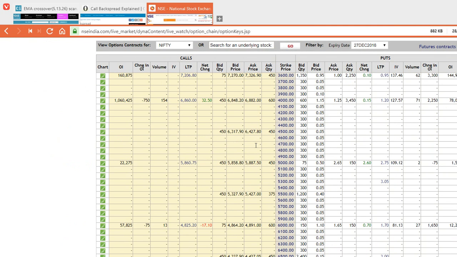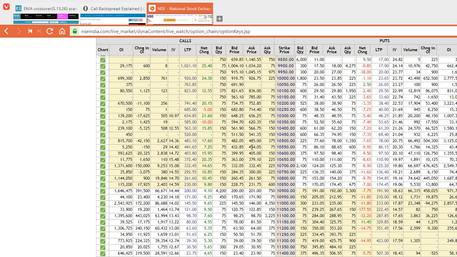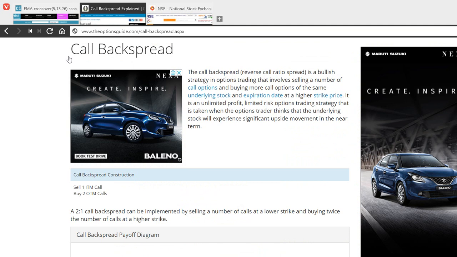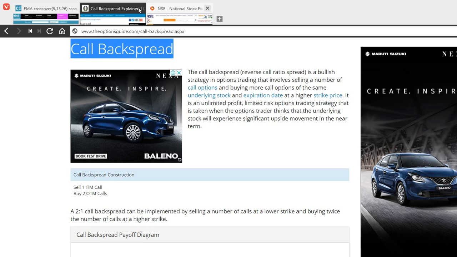Now, this strategy can be done in multiple ways. This strategy can also be applied if you have a neutral view on the market. That means you do not know which way the markets can react for now. Then you can apply it in both directions. So you can make a call backspread as well as a put backspread too. I'm just going to show you call backspread with an example so that it's clear to you.